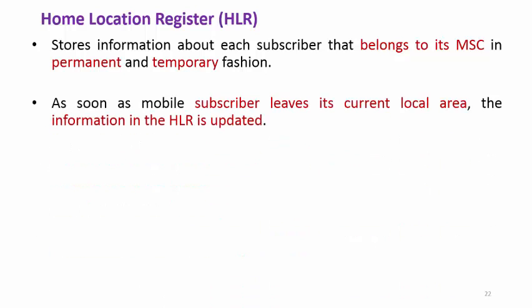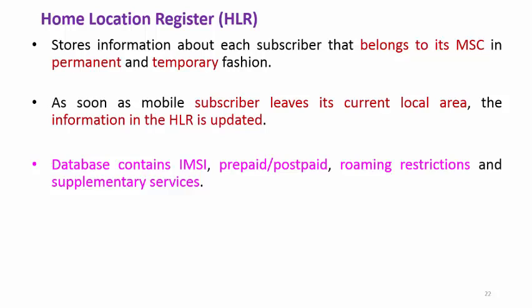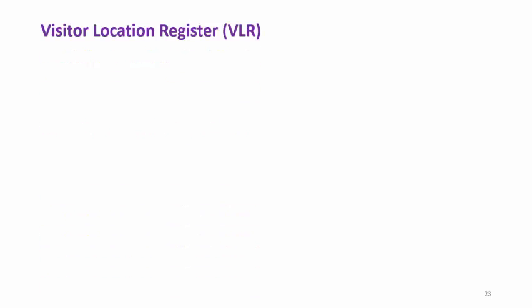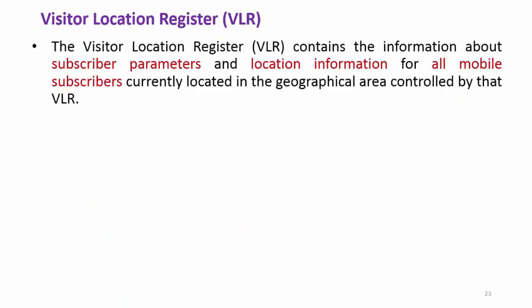utilized. This HLR stores information about each subscriber that belongs to its MSC in permanent and temporary fashion. As soon as a mobile subscriber leaves its current local area, the information in the HLR gets updated. The database consists of the IMSI number, prepaid or postpaid number, roaming restrictions and other supplementary services.